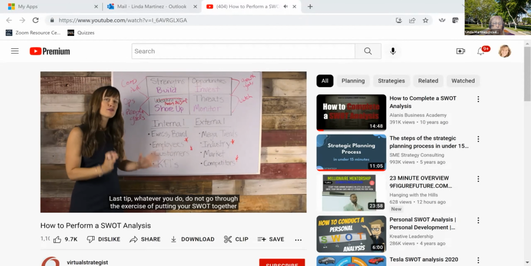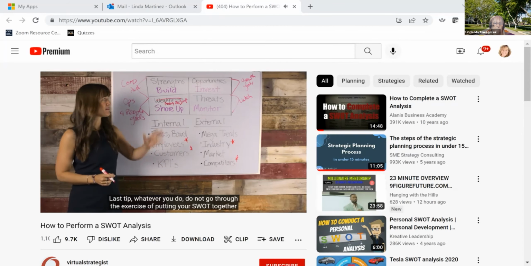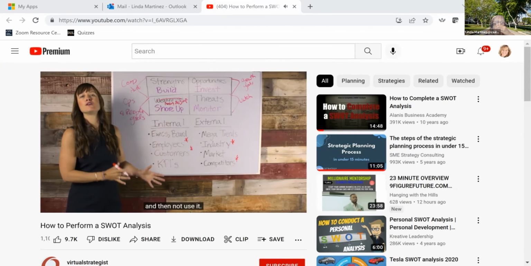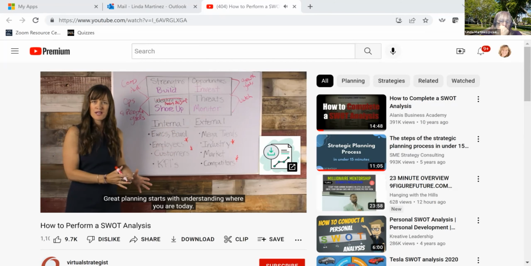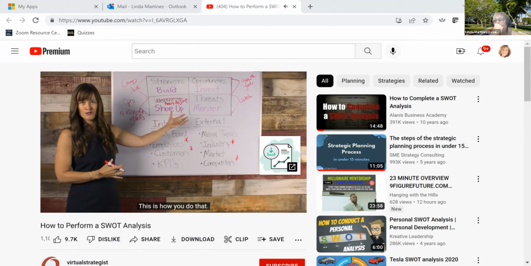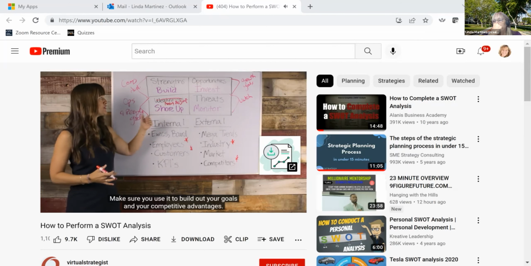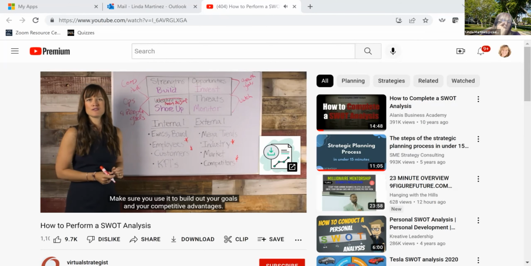Last tip, whatever you do, do not go through the exercise of putting your SWOT together and then not use it. We see that all of the time. Great planning starts with understanding where you are today. This is how you do that. Make sure you use it to build out your goals and your competitive advantages.